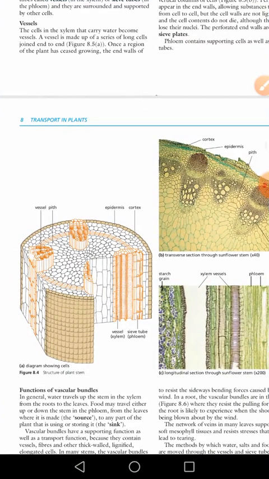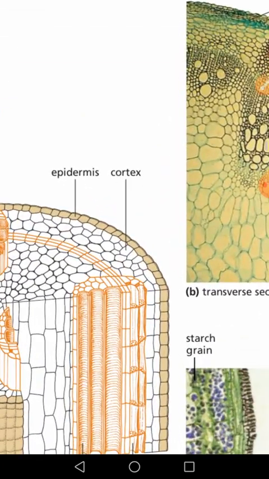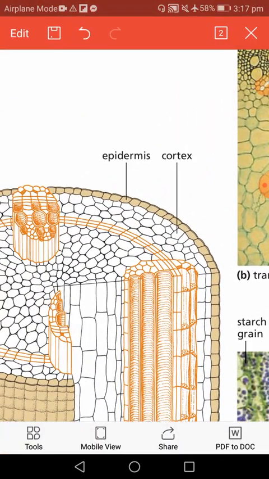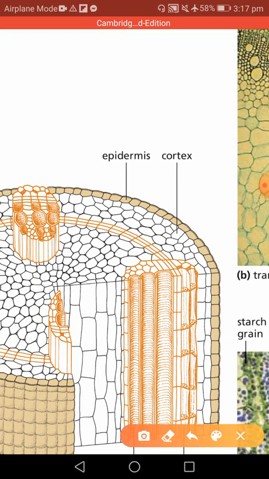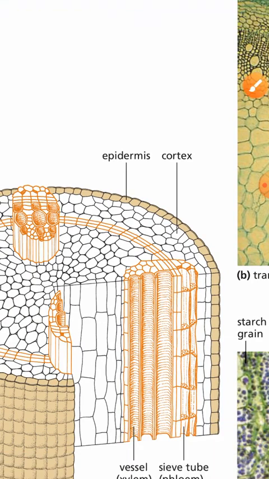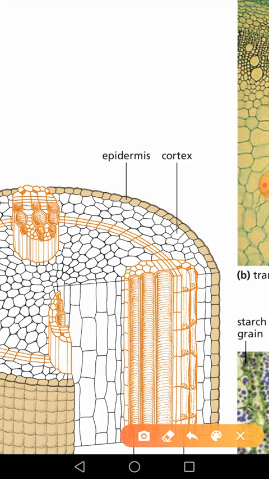Okay, so this region, the cortex, also stores some foods. And the epidermis is there to form the outside layer. And so once again, the phloem would always be near the epidermis, near the outside.